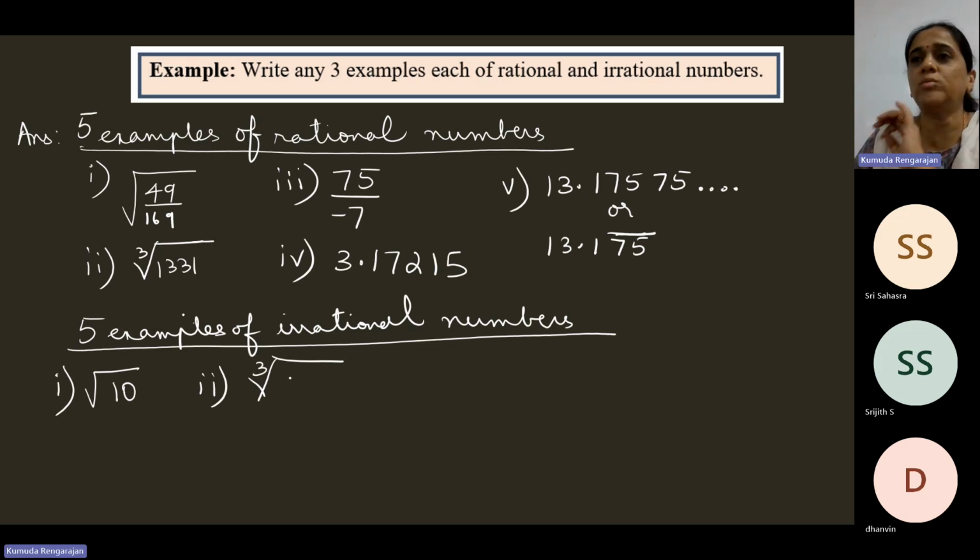Now, if I say cube root of 27, yes, there is this number 3, which when multiplied by itself 3 times will give you 27. So the cube root of 27 is 3. But if I write cube root of 30, there is no number which when multiplied with itself 3 times will produce 30 as the product. So cube root of 30 is an irrational number.